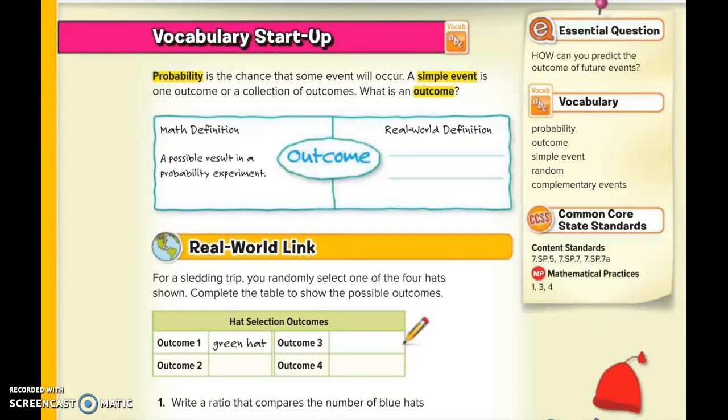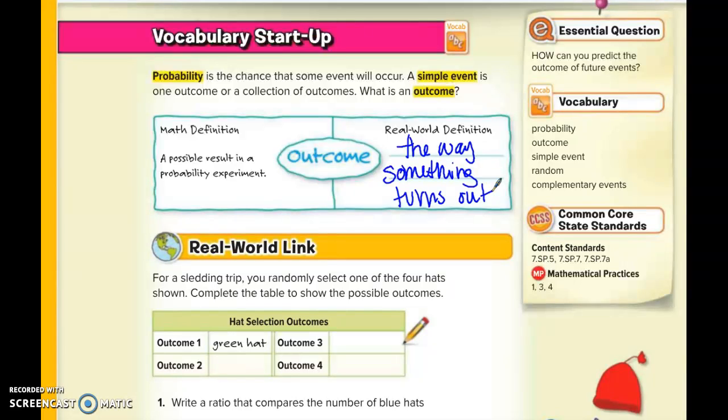So if we were talking about a real world definition, or what we would say in our own words, we would probably write the way that something turns out. It's a possible outcome, it's a possible result.